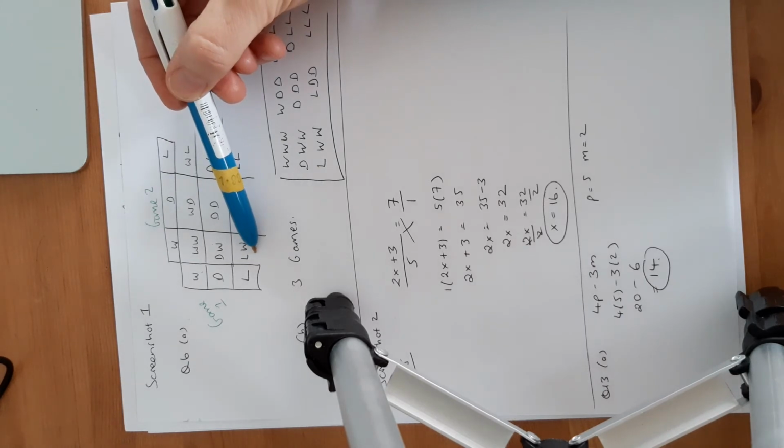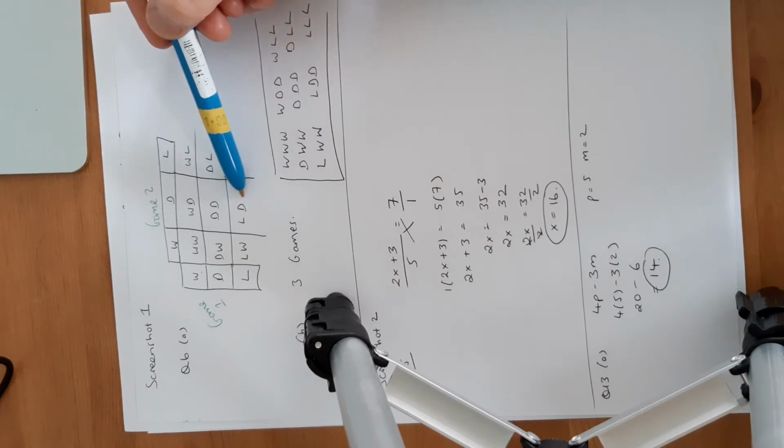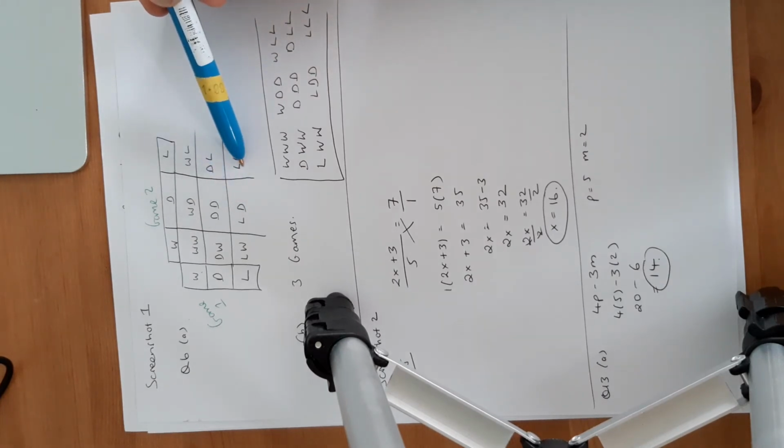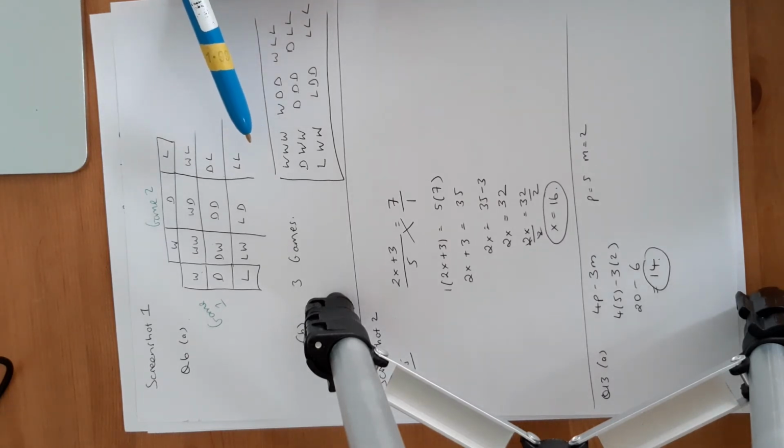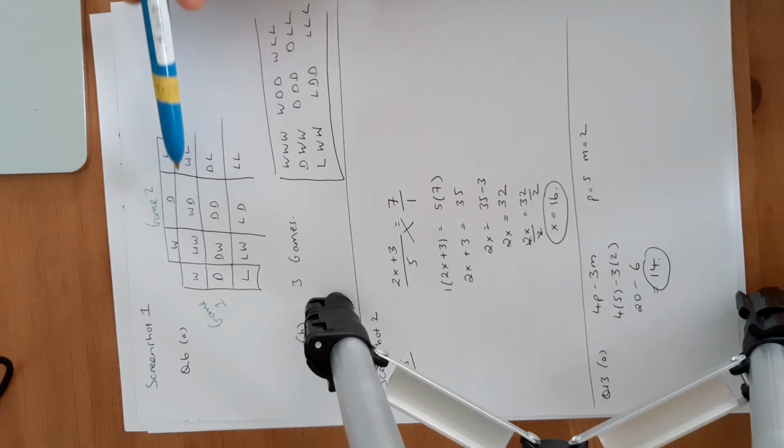Down here we could see that she could lose game 1 but win game 2. She could lose game 1 but have a draw in game 2, or she could lose game 1 and she could also lose game 2. They then ask you what is the possible number of outcomes if she were to play 3 games. So again, looking at all the different options here.